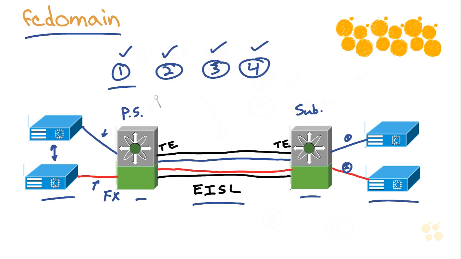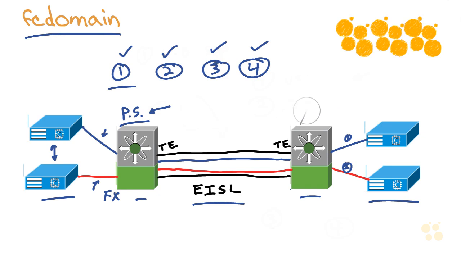In order to elect the principal switch, there is a runtime priority that you can configure. Lower is better for that runtime priority. And then there's the lowest local worldwide name that can be utilized in order to automatically elect a principal switch in your fabric. Now, what about the case where we have a fabric merge?